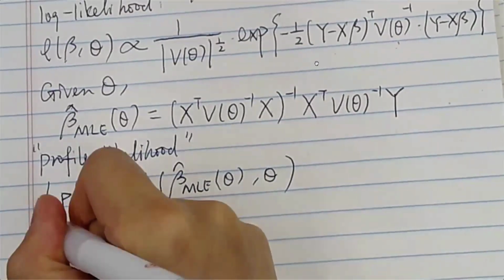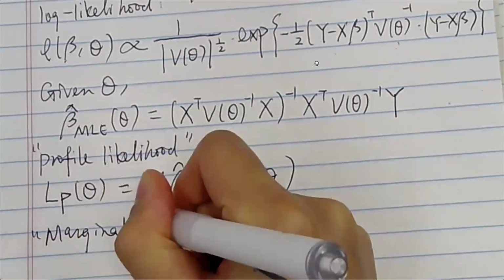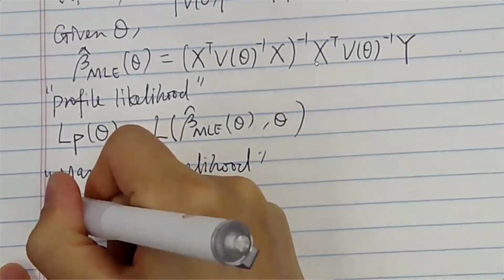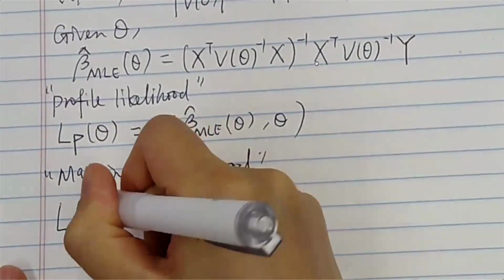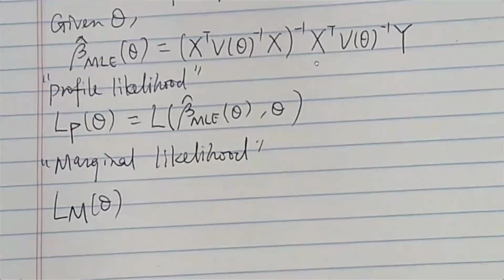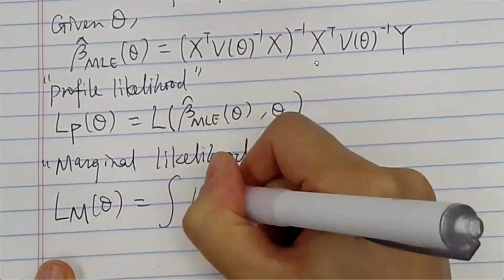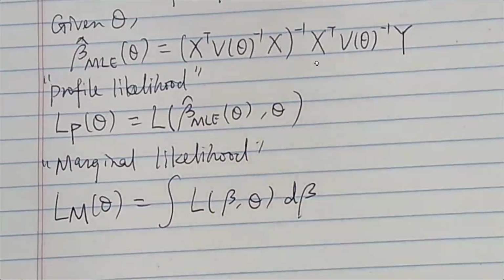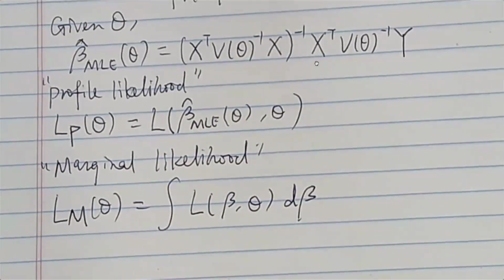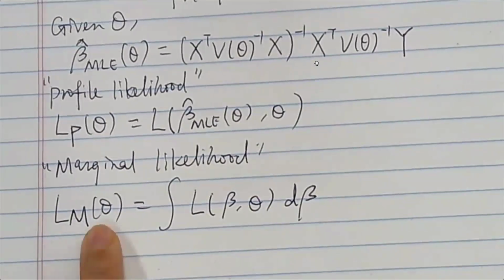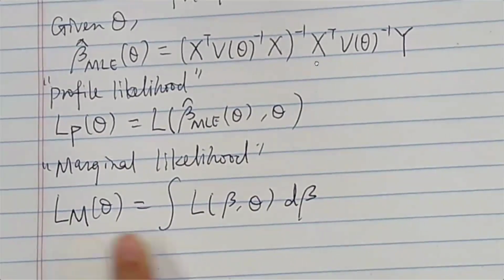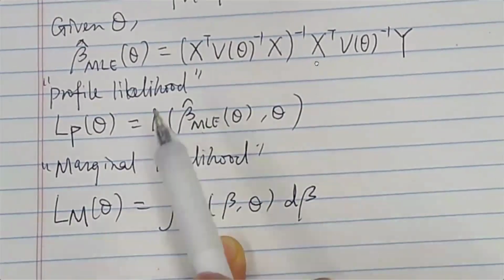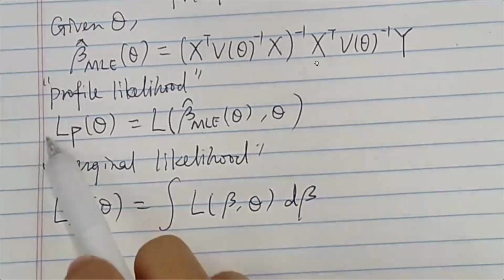Another way to do it is the so-called marginal likelihood, when you want to estimate theta. The marginal likelihood is written as L_M for marginal theta. You take the integral of the joint likelihood of beta and theta, integrating out beta. If you do that, you get a marginal likelihood for theta alone. The difference is that the other one plugs in the beta hat MLE, so that is like the real MLE for beta and theta jointly.